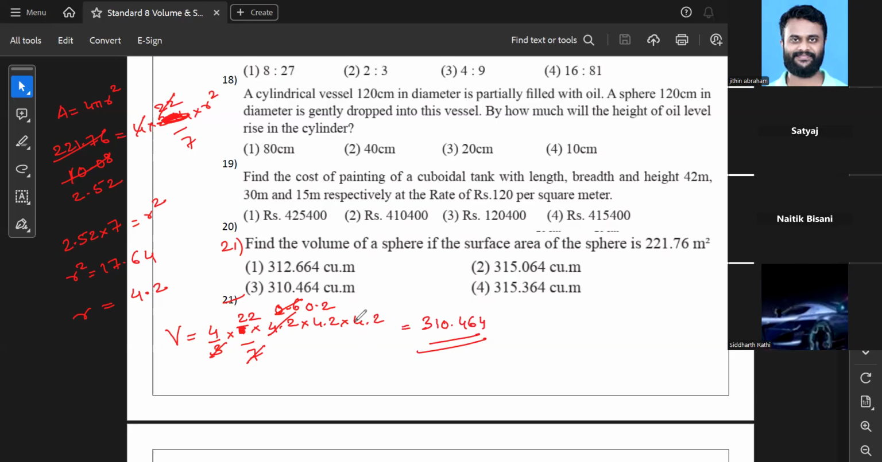So we got 88 times 0.84 times 17.64. Because 4.2 into 4.2 is 17.64. I'm just breaking down this number for you guys. Sir, how did you get the answer so fast?